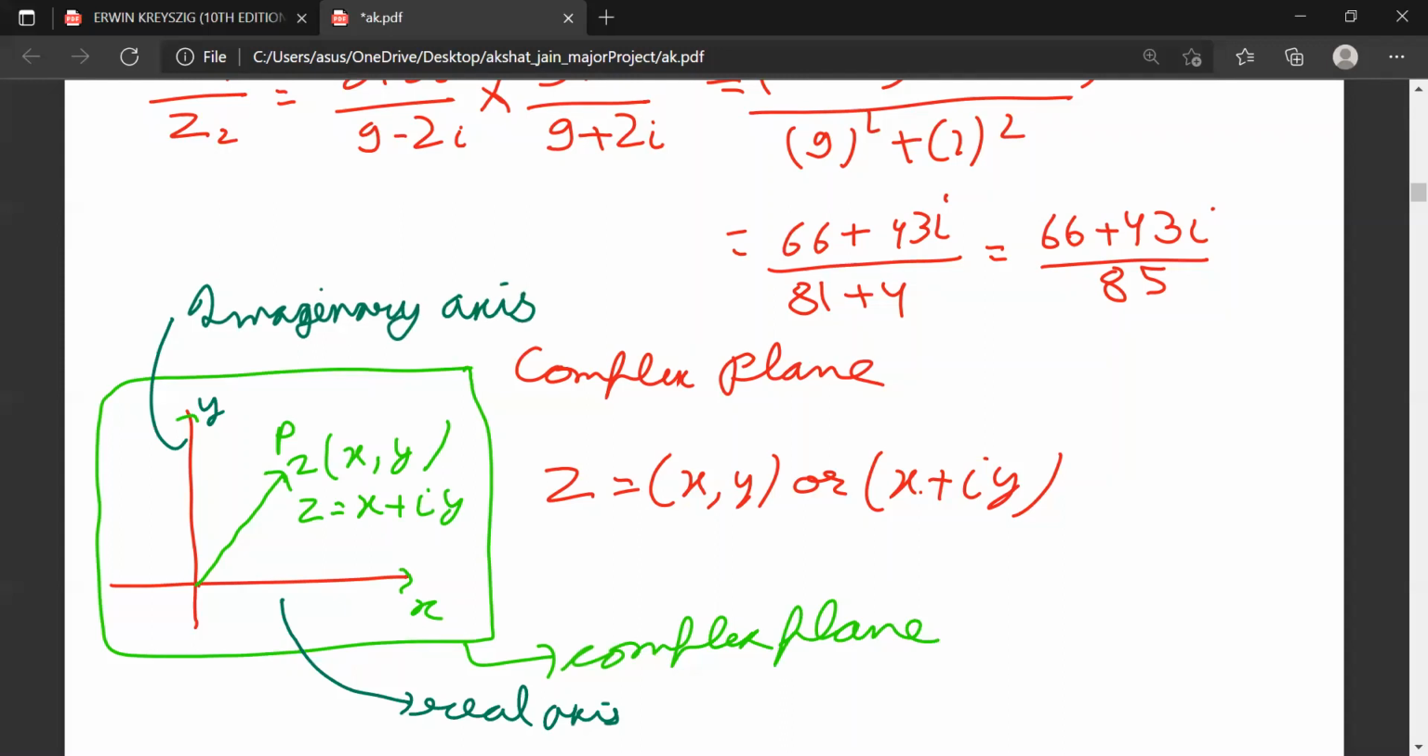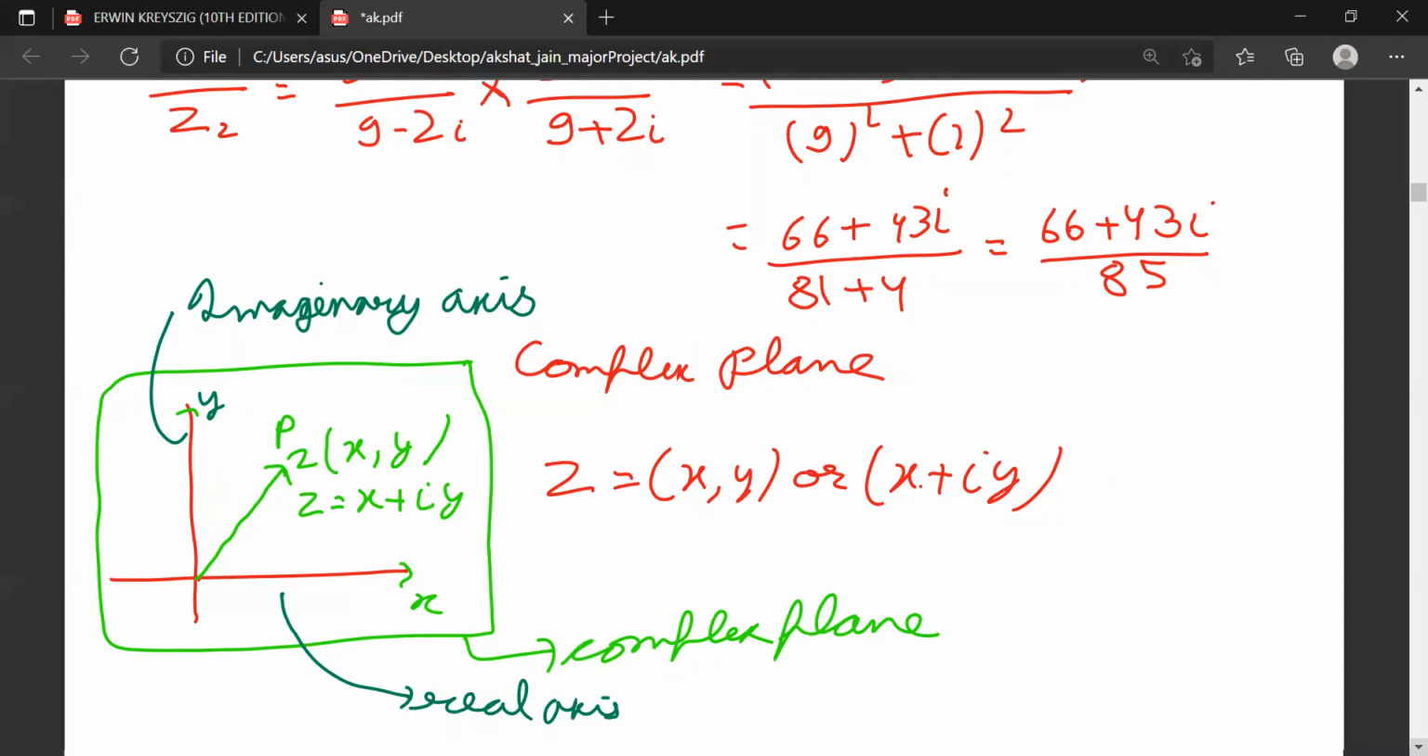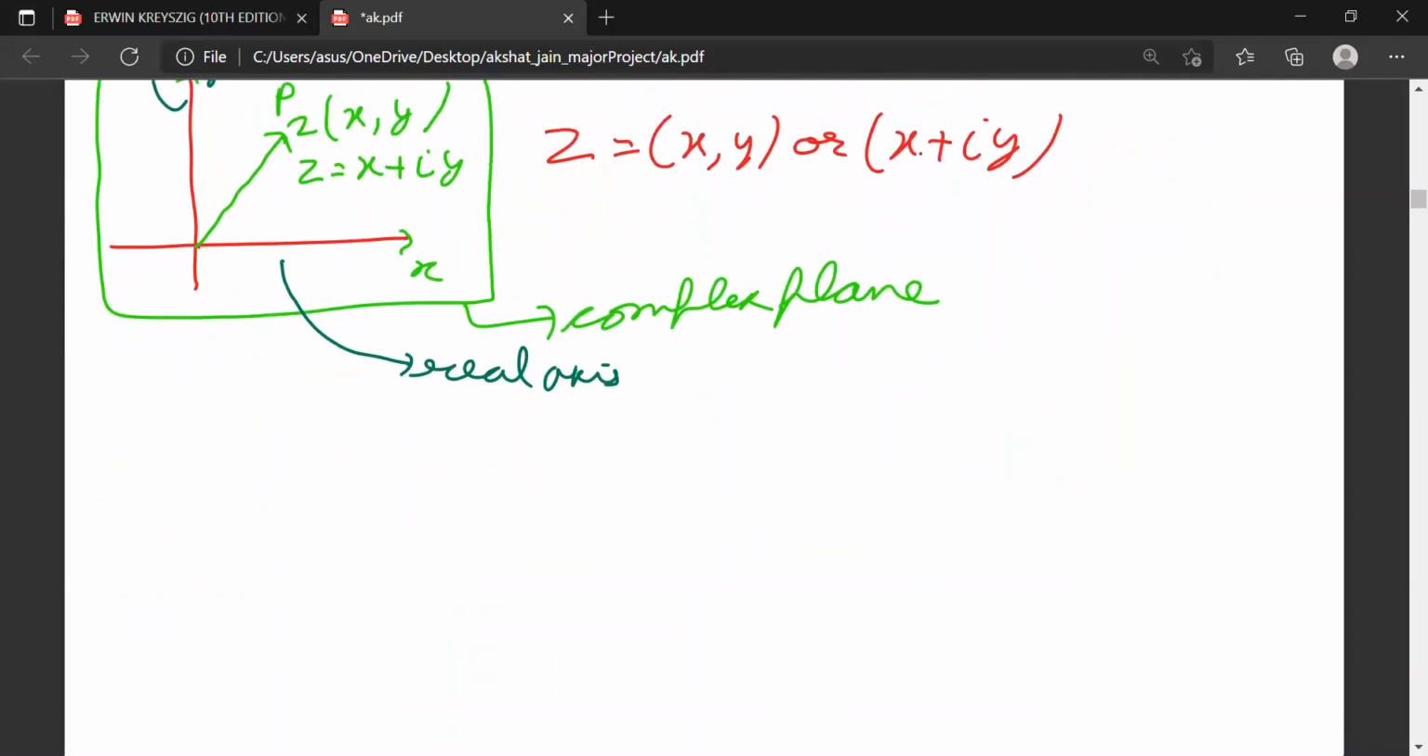This is known as the imaginary axis. So here we say how we write this. Now we will see some good addition of complex numbers using this complex plane. Addition of complex numbers. Let's see how we will write.